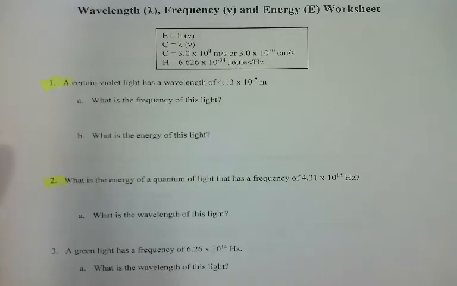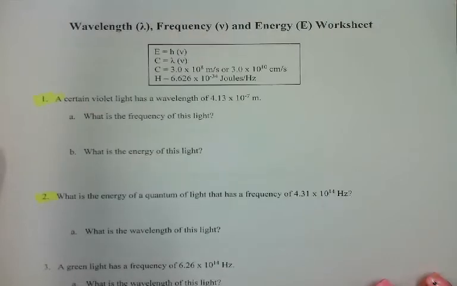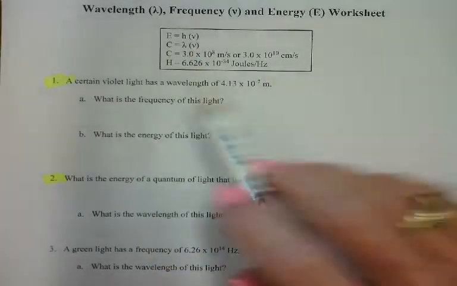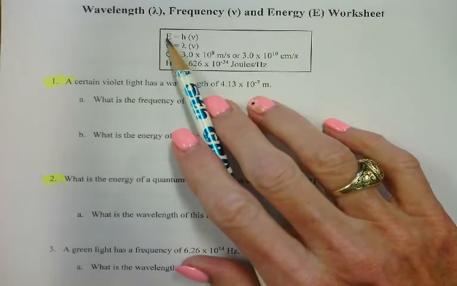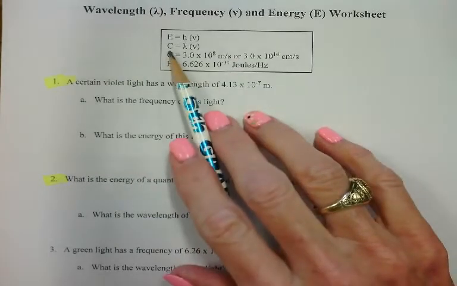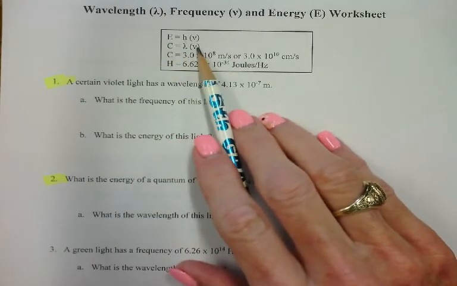There, we're going to do this last couple of worksheet tutorial. It's over wavelength, frequency, and energy. At the top, we have the formulas that we're going to need. Energy is equal to Planck's constant times frequency. Speed of light is wavelength times frequency.